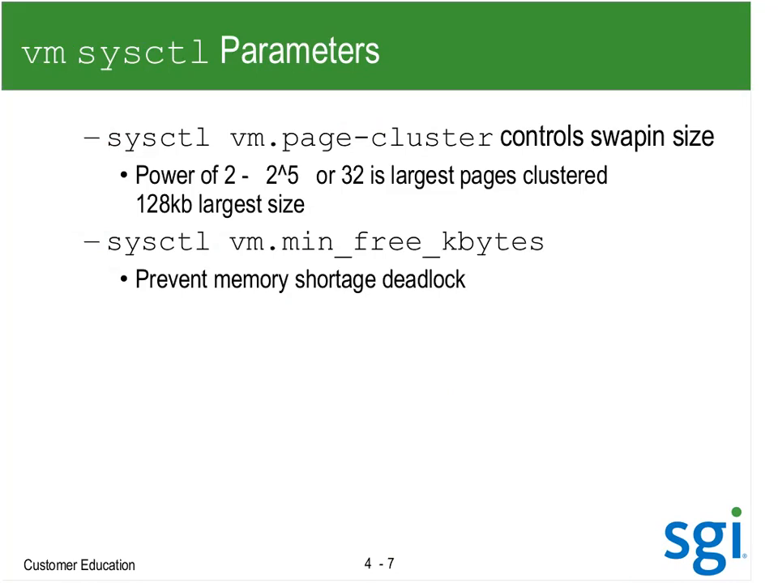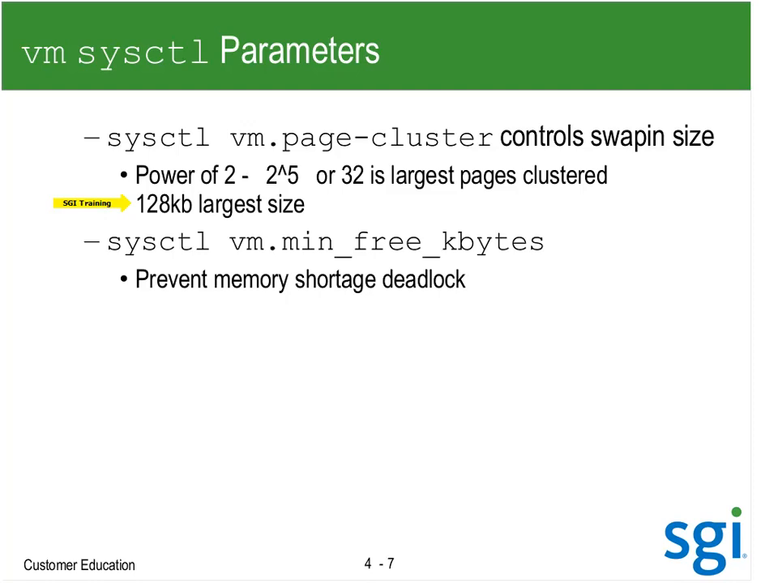So there is a sysctl parameter, page-cluster, that controls the swap-in size. There is a lab to play with that. It is a power of 2. You can go up to 32 as the largest, and that means the largest request size to bring something in from swap is 128 KB.